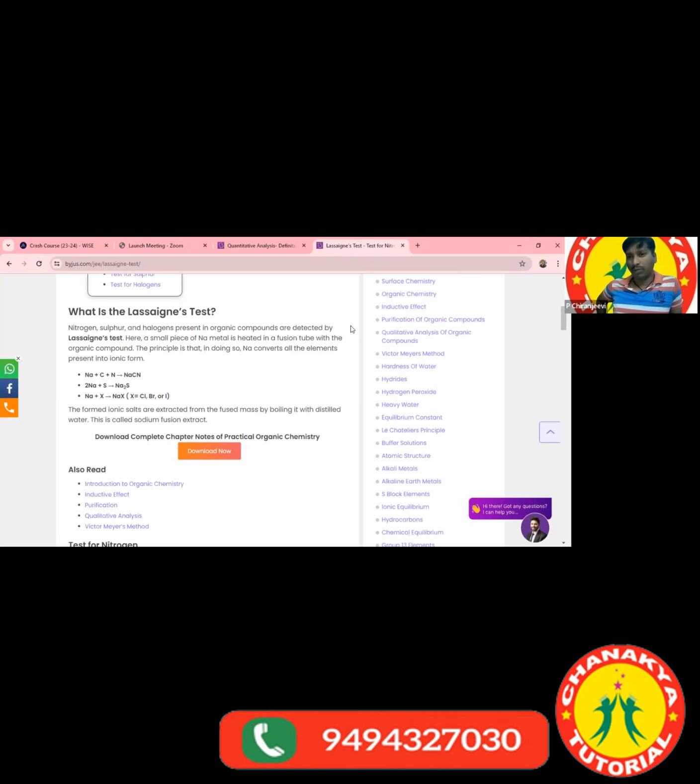And for water: how do you know whether the given organic compound contains hydrogen? After heating with cupric oxide, hydrogen is converted into water vapor. That water vapor is passed through anhydrous copper sulfate. The copper sulfate turns blue, and based on that we can say the given compound contains hydrogen as an element.